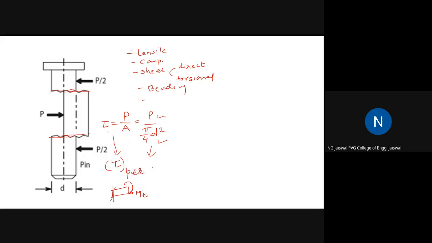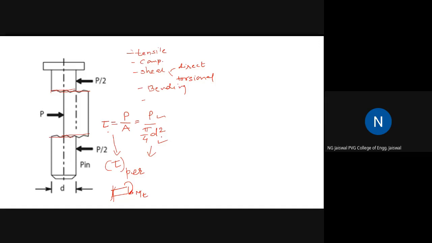We will talk later on about this permissible shear stress. So now, permissible shear stress. P upon pi by 4 d square is equal to the induced shear stress. Induced shear stress means the stress which is experienced by the material fibers. That is the induced shear stress. P upon pi by 4 d square is equal to tau, that is equal to the induced shear stress.